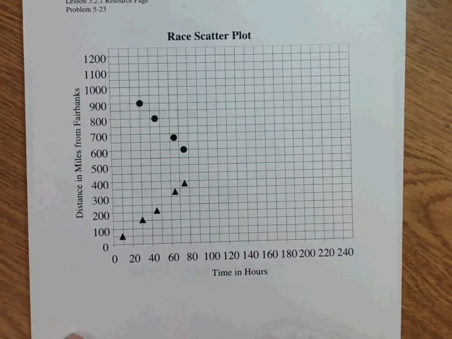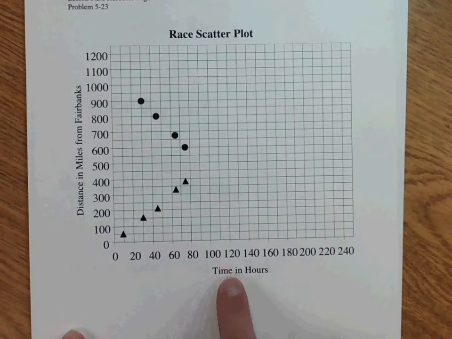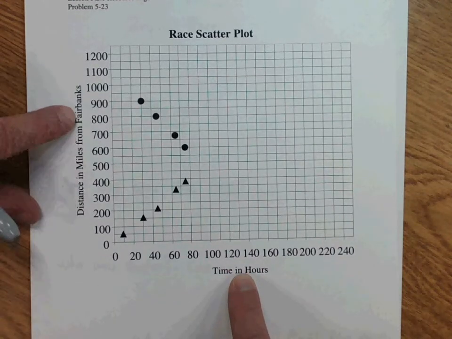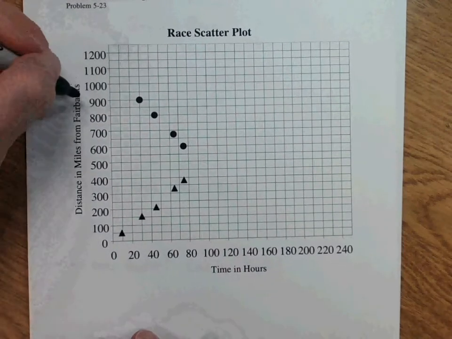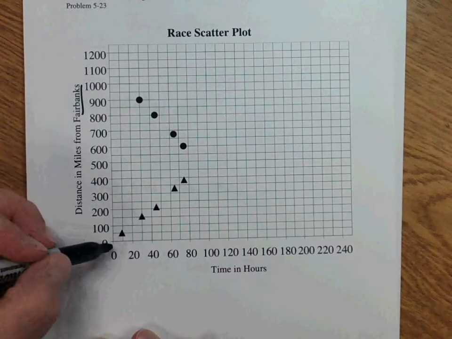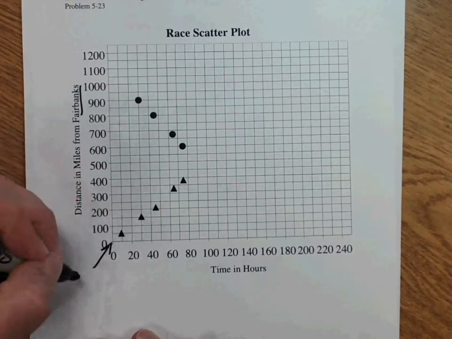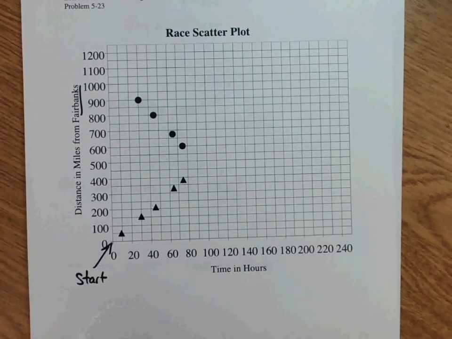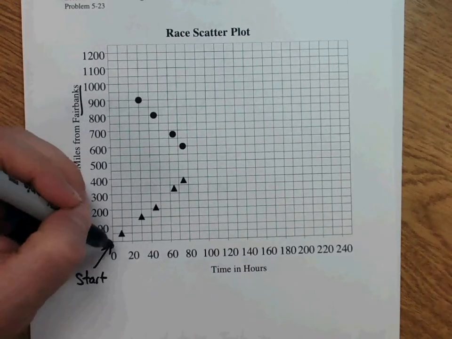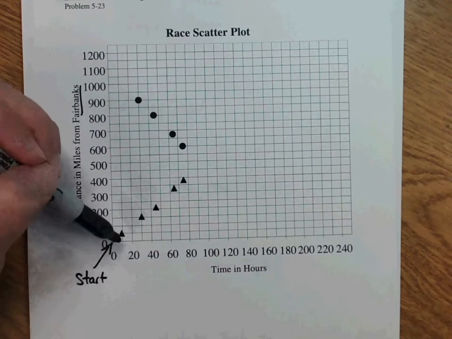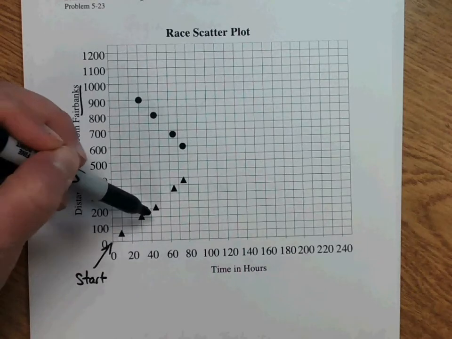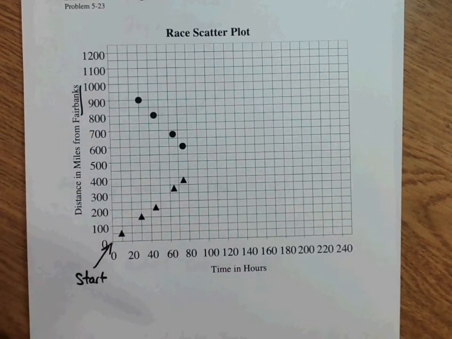So if we get comfortable with this graph, time is passing, and distance from Fairbanks. Remember, Fairbanks is where the race started. So this right here is the start of the race. So from here, as time goes by, Joyla is making some progress.